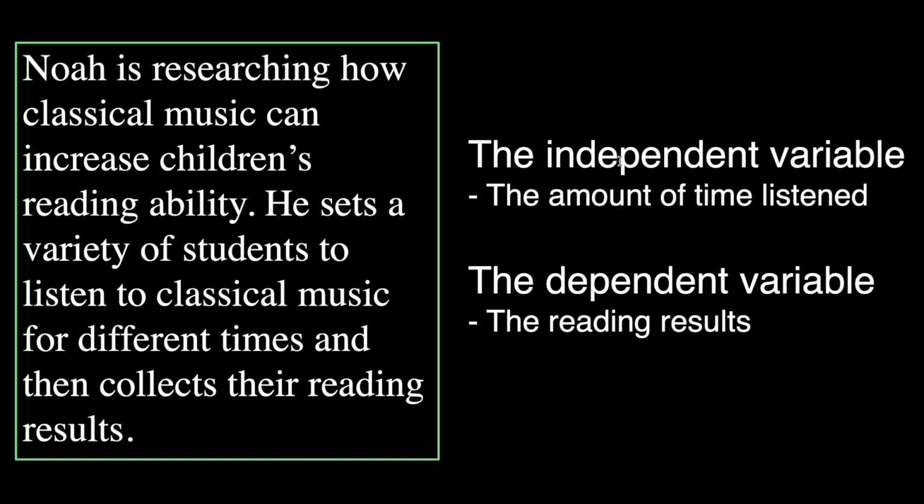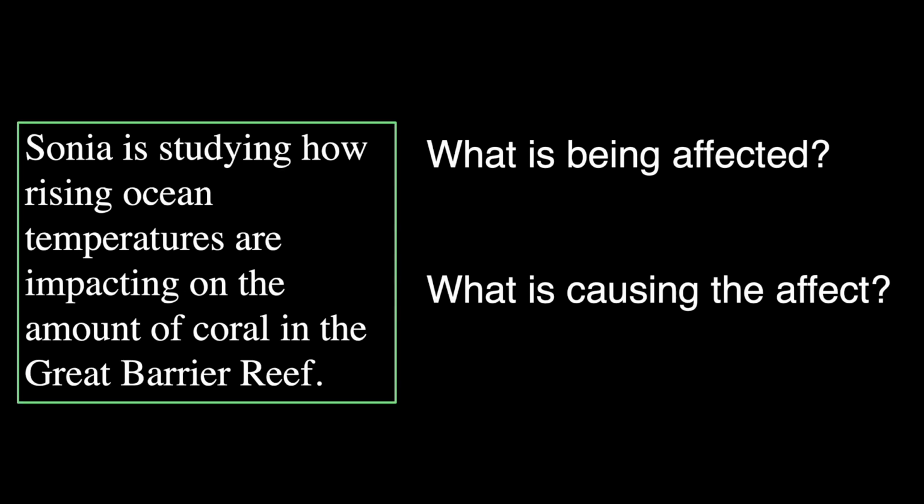So the independent variable is the amount of time listened. The dependent variable is the reading results. This one is a bit tricky. It says Sonia is studying how rising ocean temperatures are impacting on the amount of coral in the Great Barrier Reef.